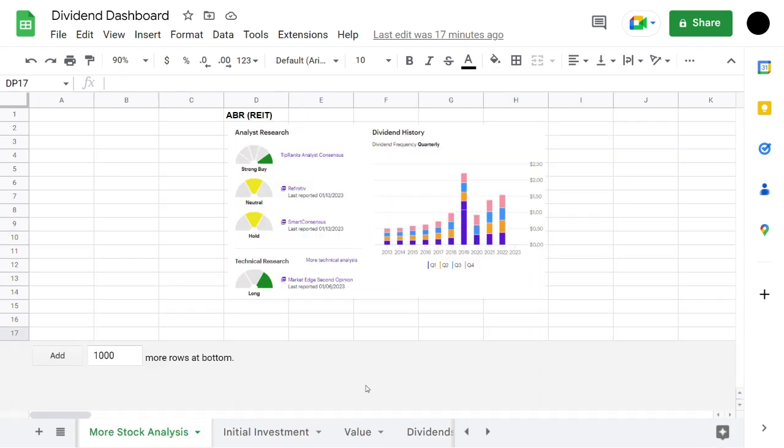What I'm going to show you now is some screenshots from my E-Trade account. For each stock and ETF, I'm going to show you analysis, research, and technical research, and dividend history.